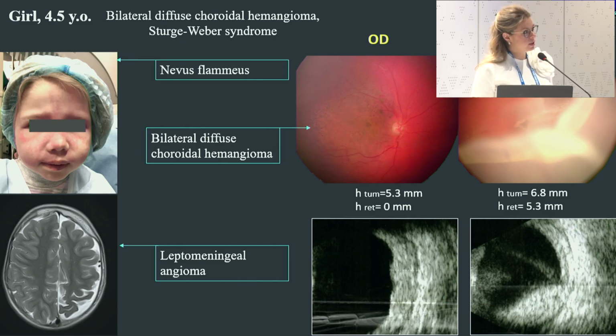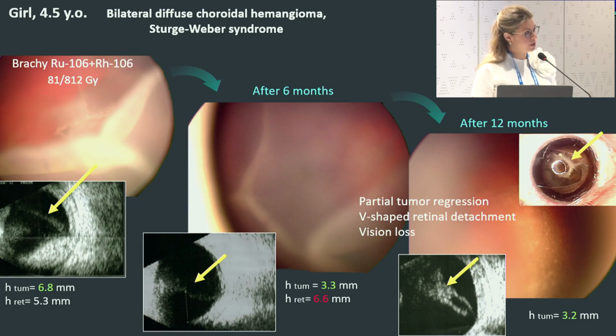It is known that usually this syndrome is presented with nevus, with Fleming nevus, with bilateral diffuse choroidal hemangioma, and with leptomeningeal hemangioma. So the right eye was presented with a hemangioma of 5.3 millimeters in thickness, and the left eye was presented with diffuse choroidal hemangioma of 6.8 millimeters in thickness with total retinal detachment. So the left eye was treated with brachytherapy, and within 12 months, partial tumor regression was seen, but we also saw V-shaped retinal detachment with complete vision loss.